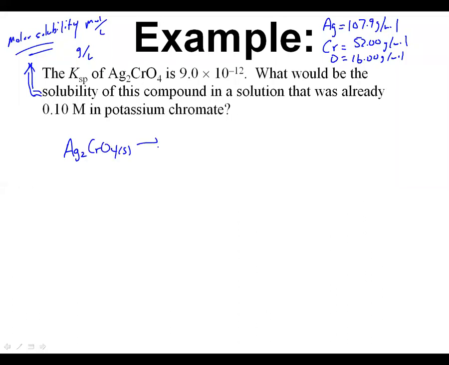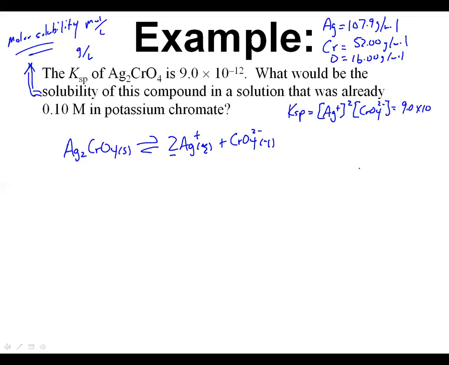it is going to break apart. And again, we want to make sure we get the right way it breaks apart. So you should get 2 silvers and you should get 1 chromate, which is -2. Our KSP expression in this case would then be the silver ion, which we do need to square because of the coefficient, times the concentration of the chromate here. And again, that would equal our 9 times 10 to the -12.